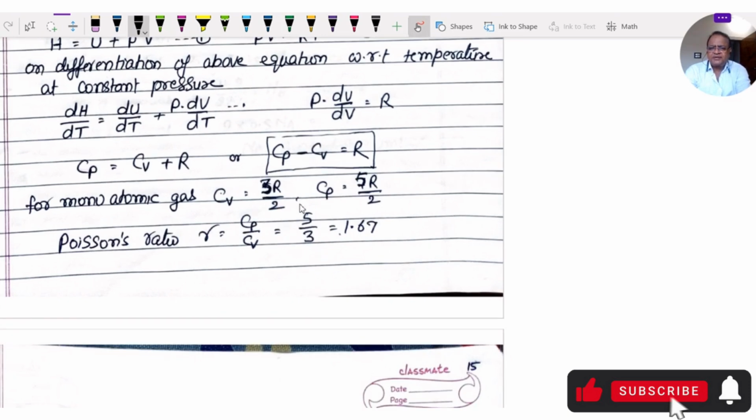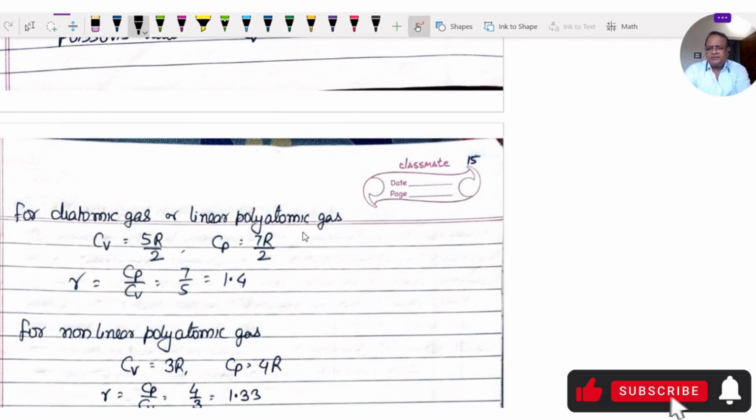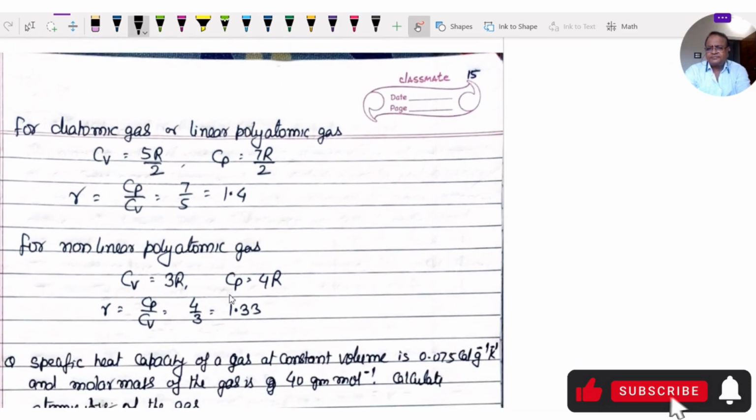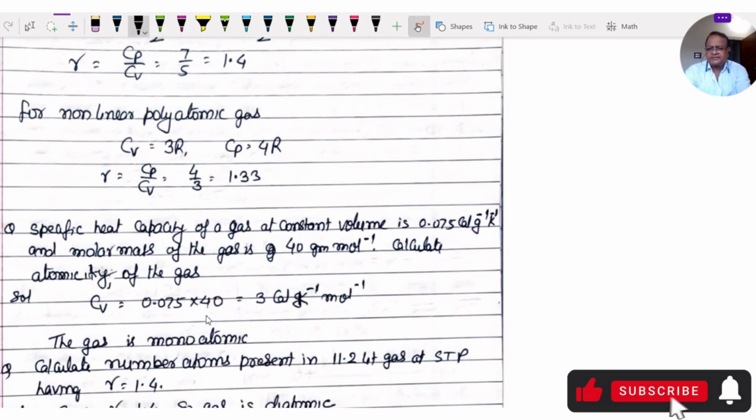For a monoatomic gas, Cv is 3R by 2 and Cp is 5R by 2, so the Poisson's ratio gamma, Cp by Cv, equal to 5 by 3 or 1.67. For a diatomic gas or linear polyatomic gas, Cv is 5R by 2 and Cp is 7R by 2, so gamma, Cp by Cv, is 7 by 5, or 1.4. For non-linear polyatomic molecules, Cv is 3R and Cp is 4R, so gamma, Cp by Cv, is 4 by 3, equal to 1.33.